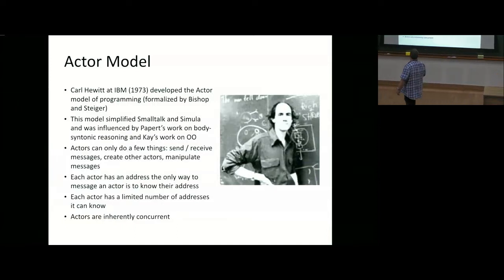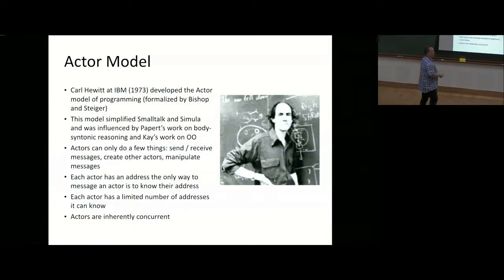Each actor has an address, and the only way to send a message to an actor is to know its address, right? So if you don't know its address, you can't send it a message. And each actor has only a limited number of addresses it can know, right? So as a result, in order to find out the address of an actor who's like 3 steps away, you would have to message people and get the addresses back as part of your messages. Which means that you have inherently the notion of local communication, which is very similar to agent-based modeling, right?